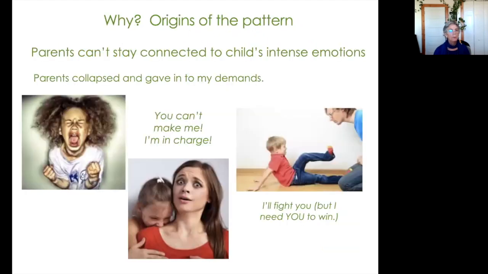Okay, so why did this originate this way? Parents can't stay connected to their child's intense emotions. The parent feels threatened by it. The parent feels intimidated by their child's charge. And so the parents collapsed and gave into their child's demands. And this is really like a betrayal to the child because they're too little to be in charge. And so it breaks a kind of trust. You can't make me, right? They want to challenge that authority, but they need you to win. I'll fight you. I want to fight you, but I need you to win.